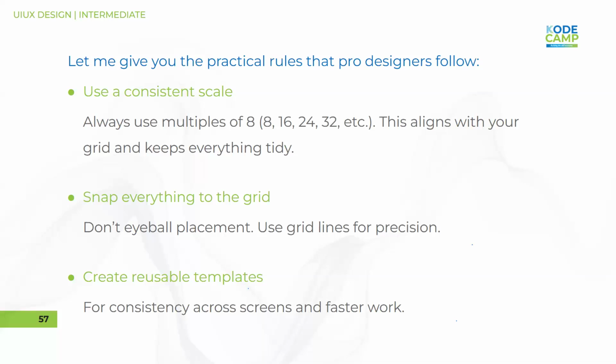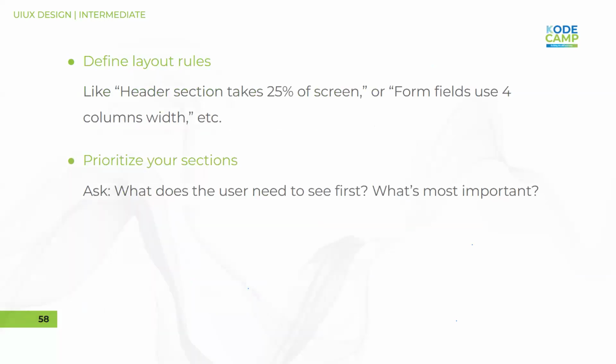And also create usable and reusable templates for consistency across screens, and this will also help you work faster. Most times when I design, after creating one screen, I duplicate it, then change the content on the other one so that there is consistency in the arrangement and the layout. All right. So define layout rules. You can say that a section will take 25% of the screen, or a form field will use 4 columns, etc., depending on whatever you want.